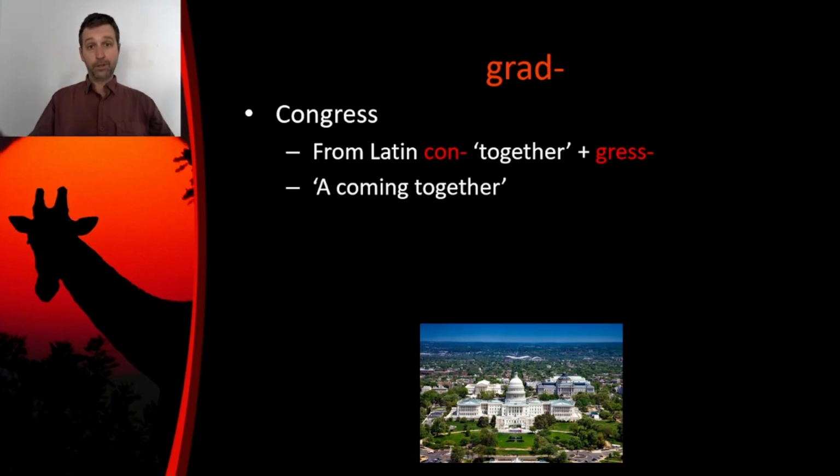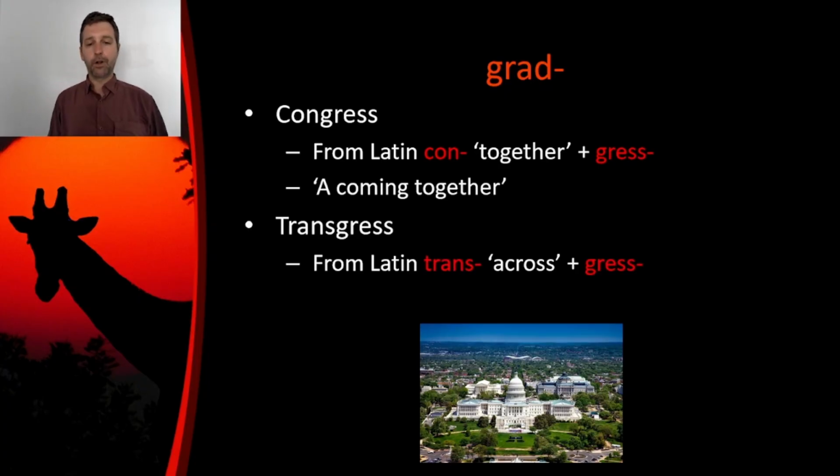So the gress is the step, or to go or to come, and the con is together. And so a Congress is just a bunch of people who have come together. It's like an assembly. I mean, that's literally what the word Congress means. Again, we use it in a very particular and specialized way in certainly American politics today, but the Latin roots are not very specific at all. It just means some kind of assembly, some kind of coming together for a particular purpose, all right?